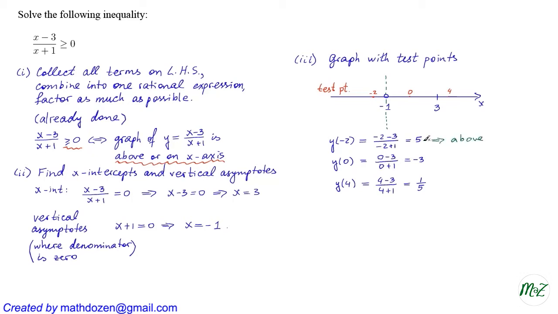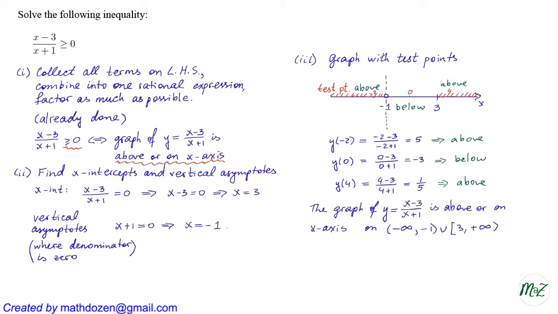So since we get 5 here, the graph is above. Since we get -3 there, the graph is below. Since we get 1/5 there, the graph is above. So putting that on the picture, we have the graph being above, below, above, if you go left to right. Since we're looking for the places where the graph is above or exactly on the x-axis, we're going to have the graph being above to the right of 3, and it's also above to the left of -1.